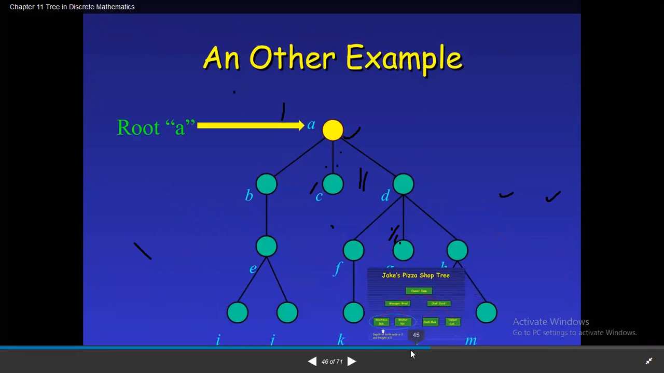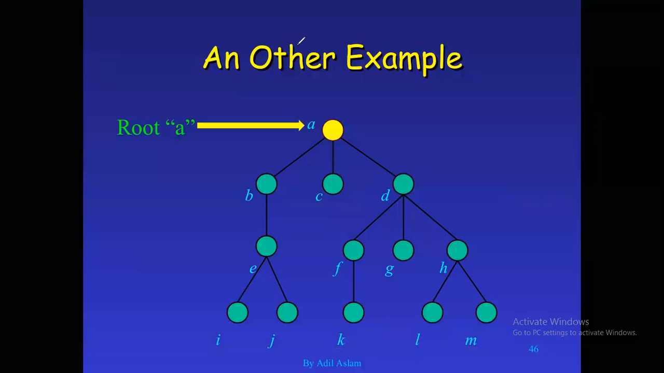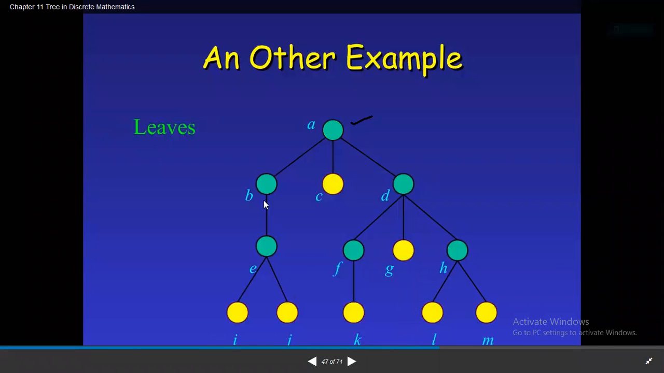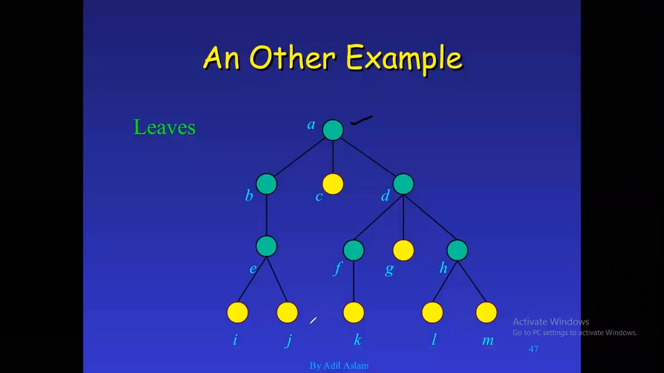So now, whatever we discussed previously, the node, the parent, siblings, all that we will discuss with an example one more time. This is the root for the given graph. A is the root. Next, leaves. Leaves, we just recall the definition: the nodes which have no children.